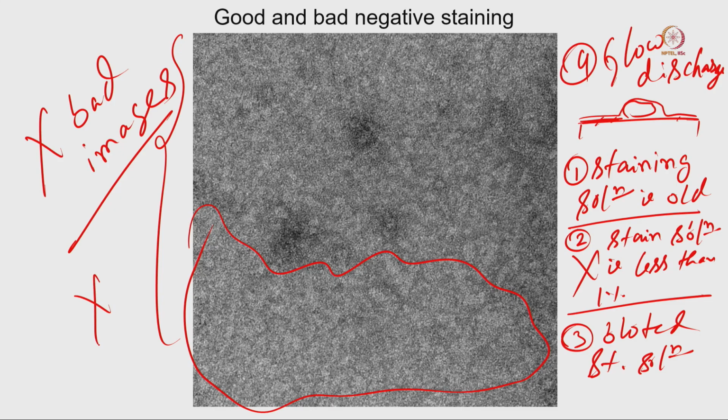So don't consider this kind of image. If you get this kind of image, it is better to redo the staining. When you redo the staining, you may get much better images. That time you have to pay attention to all of these 4 points.